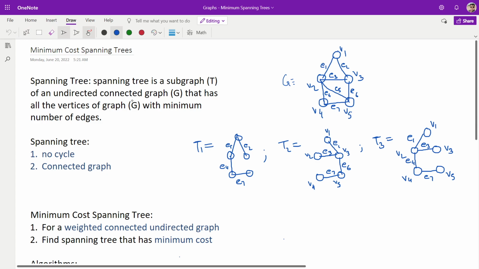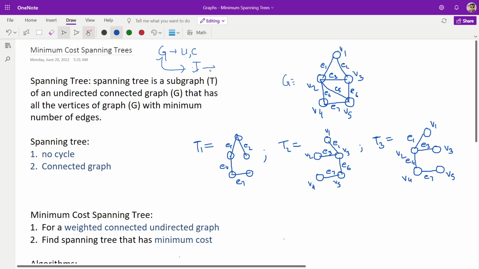A spanning tree is a subgraph of an undirected connected graph G that has all the vertices of graph G with minimum number of edges. So we are given a graph G. This graph is undirected and connected, and corresponding to it we are supposed to get a subgraph T which has to have two different properties. First, it should have all the vertices of the original graph G, and it will also have minimum number of edges.